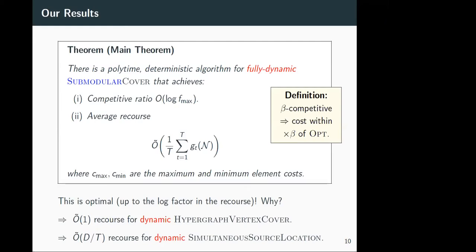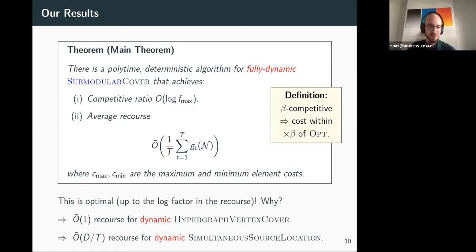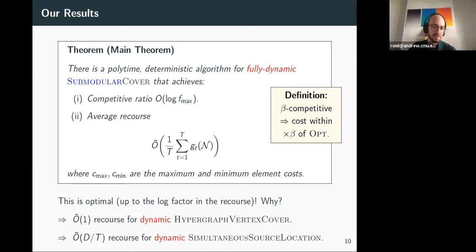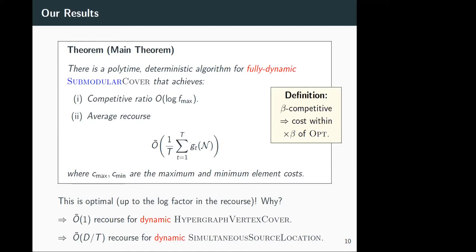Right. Quick question. So this algorithm is deterministic. So it's really the average recourse, deterministically. But is there a bound on the worst case per time step recourse? No, that's one of my open questions at the end. But the techniques we use are fundamentally amortized. Got it. Thanks.